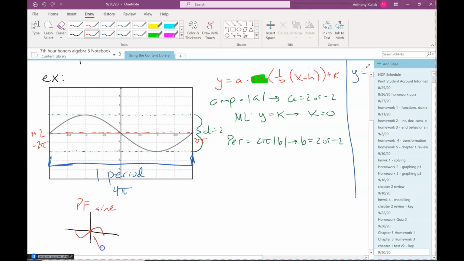What I'm going to take is this key point at 0, 0. That key point there from the sine function is on the midline, right? So what I'm going to do is go back to my graph, and I'm going to choose one of the midline points for my graph.